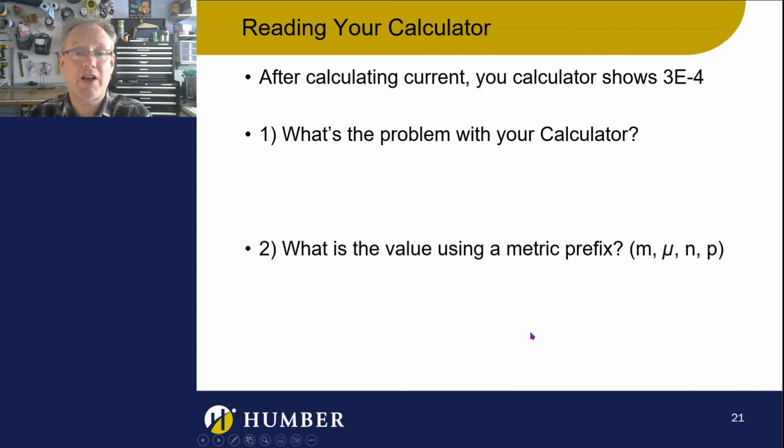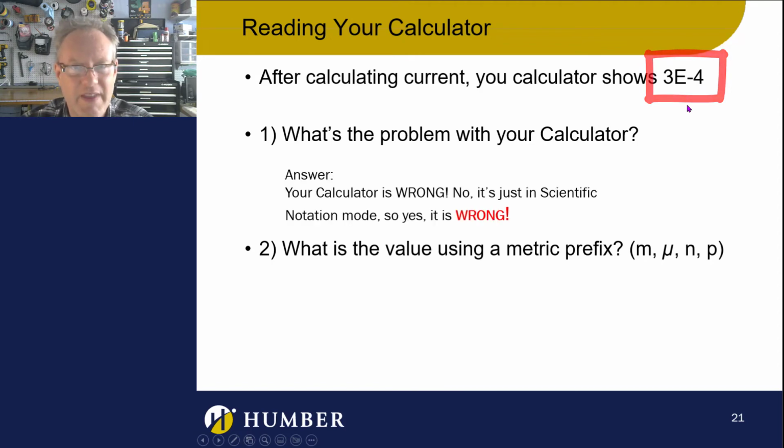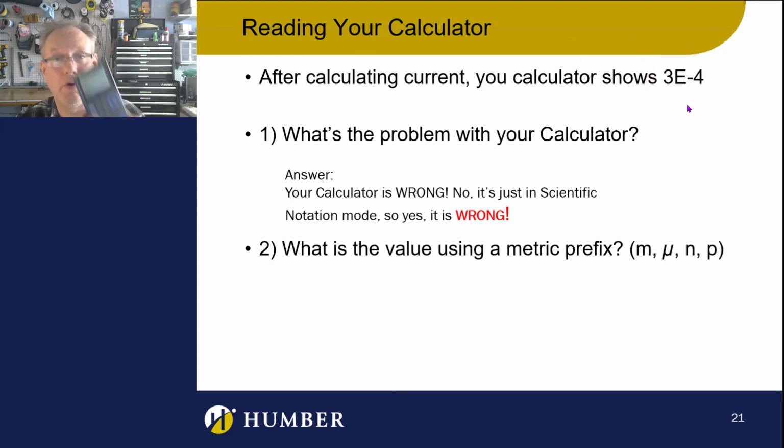Okay, after calculating current, your calculator says this. Oh, that's so bad. It's almost evil, because you know what? That's scientific notation. You have your calculator in the wrong mode. Get it out of scientific notation, or leave engineering and go study science. We don't want you here. Right? You need this, because metric prefixes are so important. It's wrong. Fix it. Good.